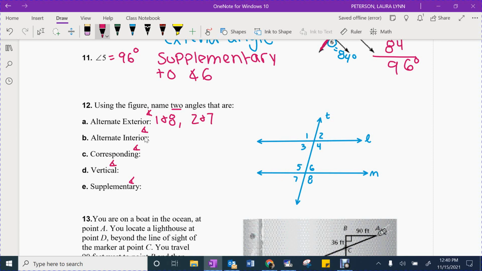Part B wants alternate interior. So interior means inside your parallel lines, but on opposite corners. So an example would be 3 and 6, or you may have chosen 4 and 5. Both are options. You only need one pair here.